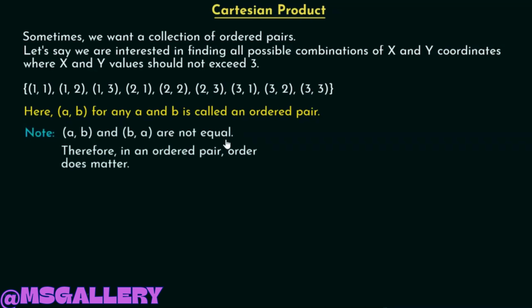Let's try to understand this with the help of an example. Why is it the case that a comma b is not equal to b comma a? Here you can see in this graph that this point is 1, 3 and this point is 3, 1. You can clearly see that 1, 3 is not equal to 3, 1. Therefore, in an ordered pair, order does matter.